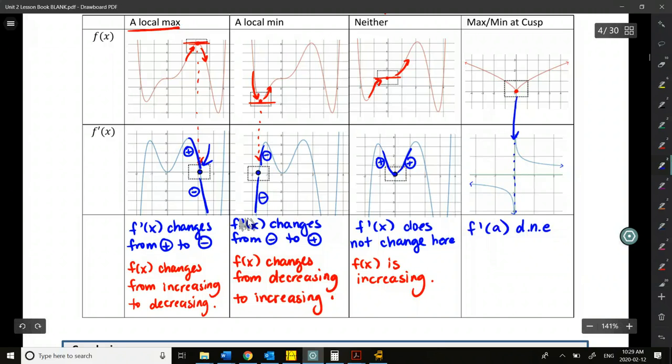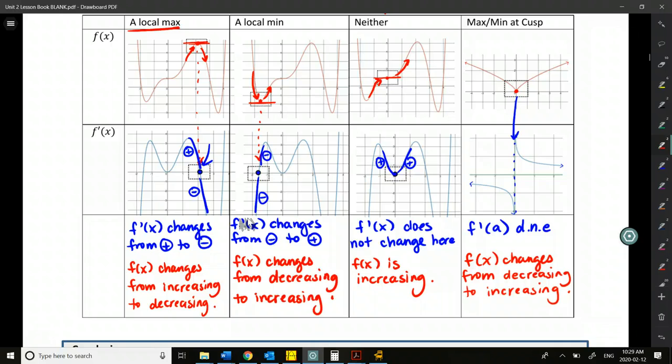Okay, because it exists in other areas. And you'll notice that at f at a or f at 0, there is a cusp. So actually I'll say f at x changes from decreasing to increasing. Okay, so we do have a minimum in this scenario, but the first derivative does not exist.